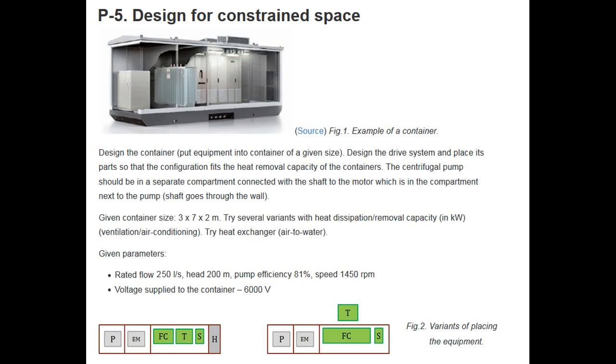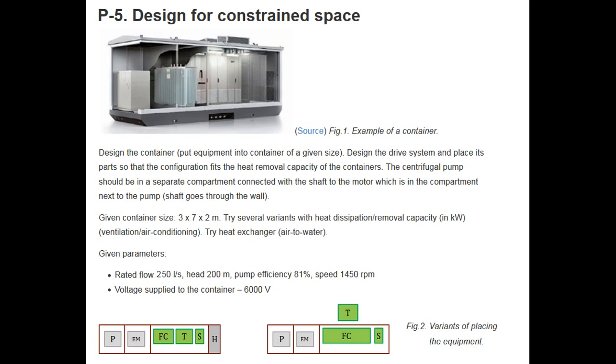So here we have our pump parameters preset, and the pump is located right in the container in a separate compartment, and it is separated from the rest of the system by a wall, and there is a hole in the wall for a shaft to go through this wall and connect the pump to the electric machine. So we are to design the electric machine and the rest of the drivetrain.